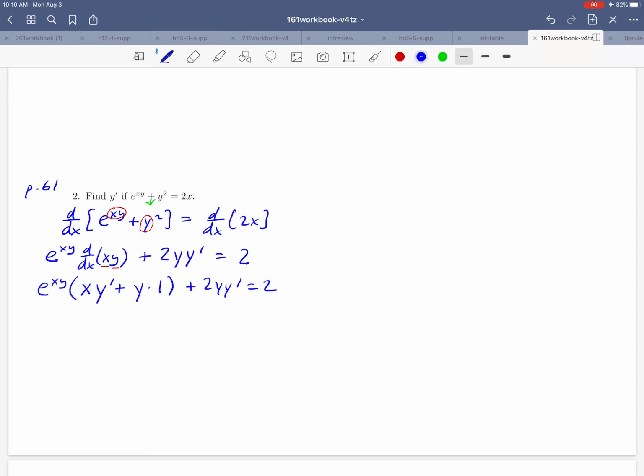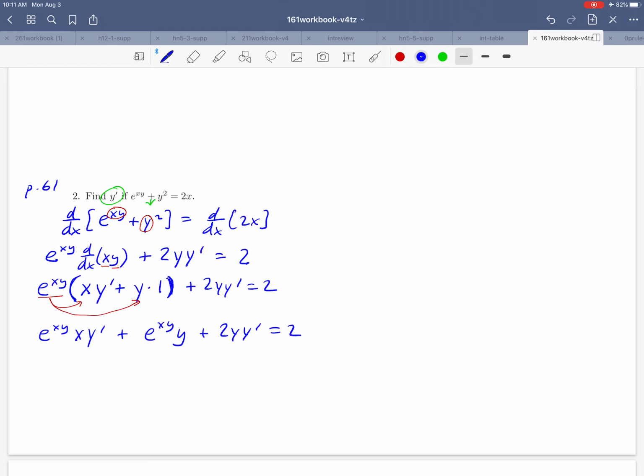So we've taken all of our derivatives. The next step is to solve for y prime. That's what they wanted us to find in the problem. Before we can do that, though, we need to do a little algebra. We've got this set of parentheses, and so to free up all the terms, let's distribute this e to the xy through. We're going to multiply it through by both of those two terms. The first thing we'll get is e to the xy times x y prime. Then multiplying it by the second term, we're going to get e to the xy times 1, which is just e to the xy times y, plus 2y prime equals 2.